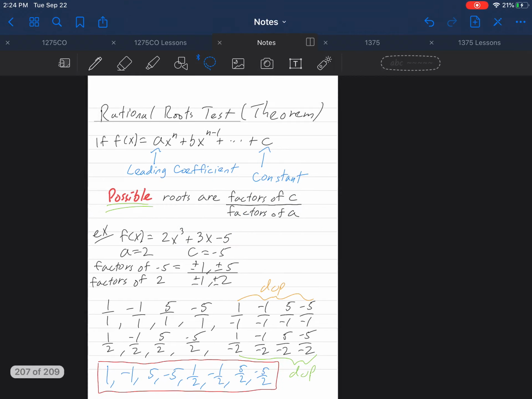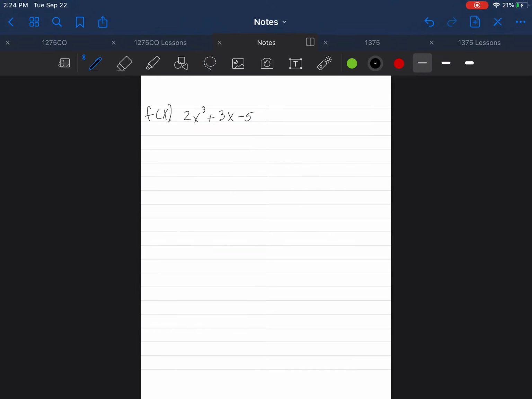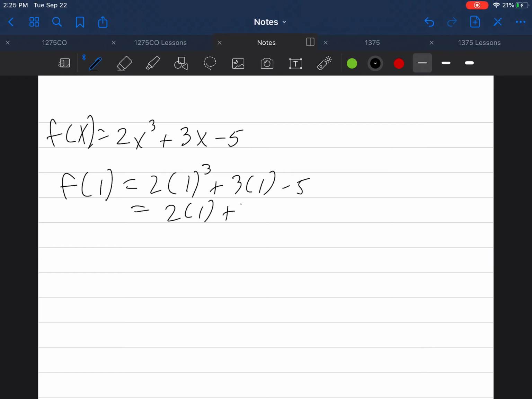Let's copy this over here. This is our f of x. So let's look at f of 1, to begin with. That's 2 times 1 to the third power plus 3 times 1 minus 5. So 1 to the third power is equal to 1, plus 3 times 1 minus 5. That's equal to 2 plus 3 minus 5, 2 times 1, 3 times 1. This is equal to 0.